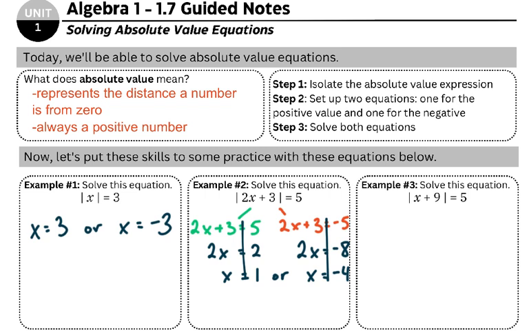When you solve absolute value equations, you'll usually get two solutions. X equals 1 in this case, or x equals -4. The way that we get those two solutions is to isolate the absolute value expression, set up the two equations, one for the positive value, one for the negative, and then solve both equations for x.